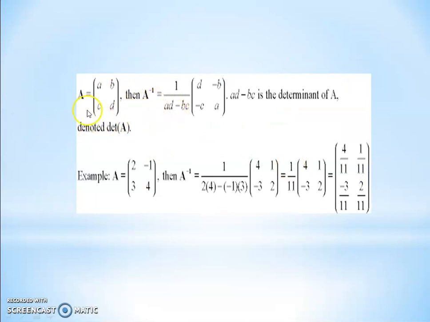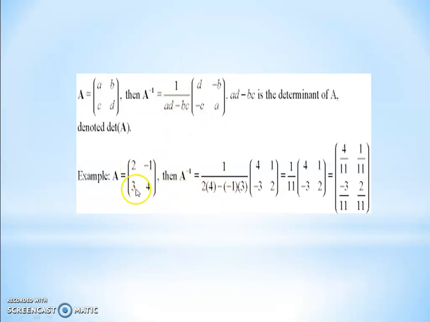Again, follow the same trick. A is equal to [A, B; C, D] and A inverse is 1 upon AD minus BC, [D, minus B; minus C, A]. AD minus BC is the determinant of A, denoted by DTA. No matter, modulus is also suitable and DTA wording is also suitable. Example, A is equal to [2, minus 1; 3, 4]. Comparing with A, B, C, D and putting in this format, 1 upon AD minus BC.